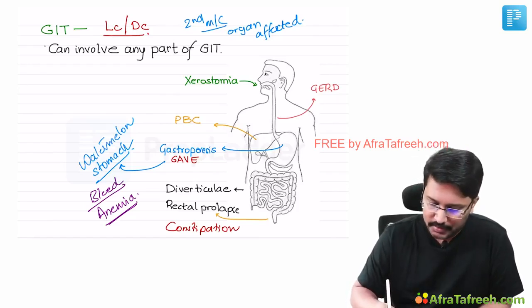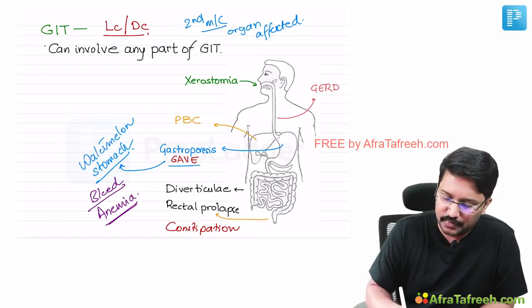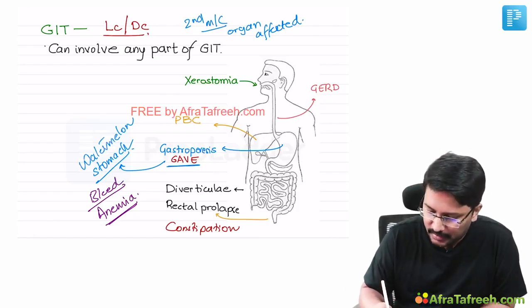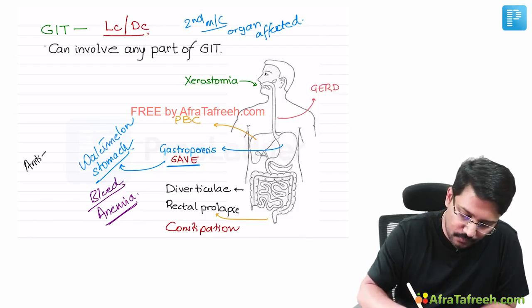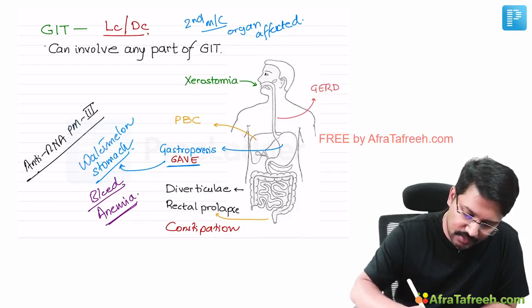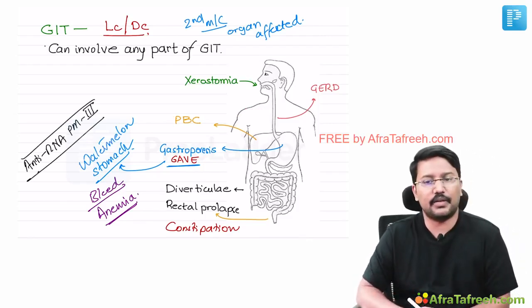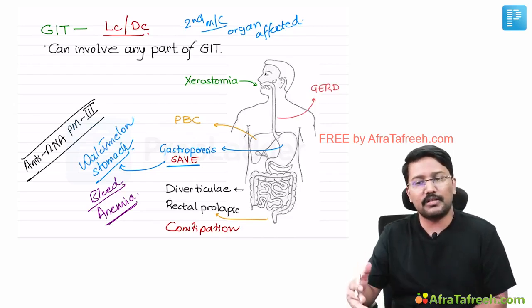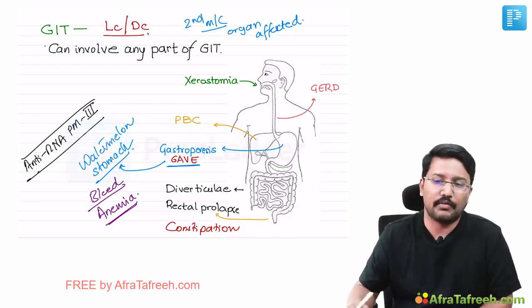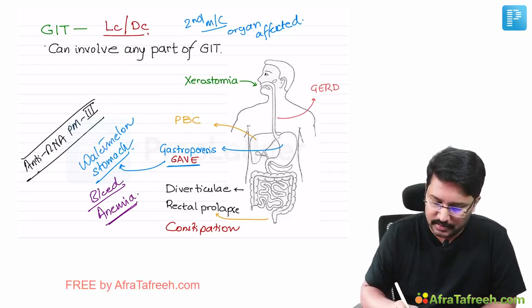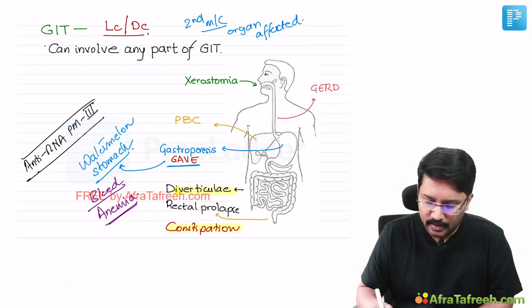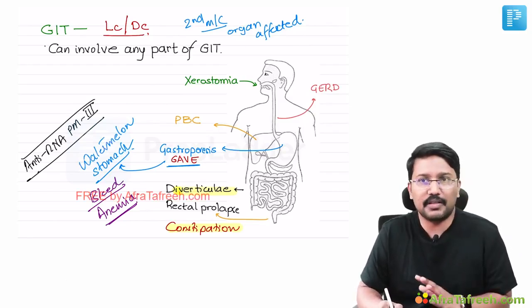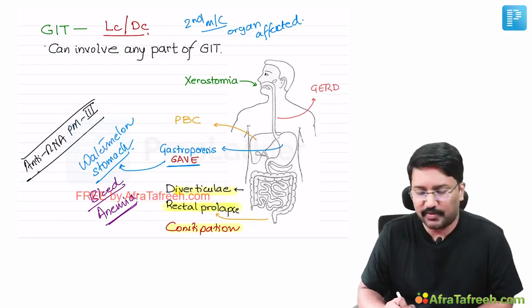And we already know which antibody correlates with the risk of gastric antral vascular ectasias, right? The antibody that correlates is anti-RNA polymerase 3, right? If you move further down, intestinal involvement may be in the form of diverticulae, right? Patients can develop intestinal diverticulae. Patients can develop constipation as well as diarrhea, and because of the chronic constipation, they are also prone to develop rectal prolapse.